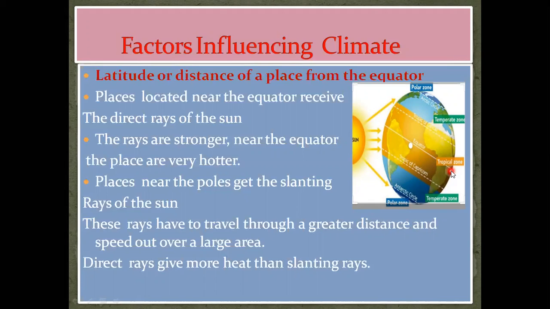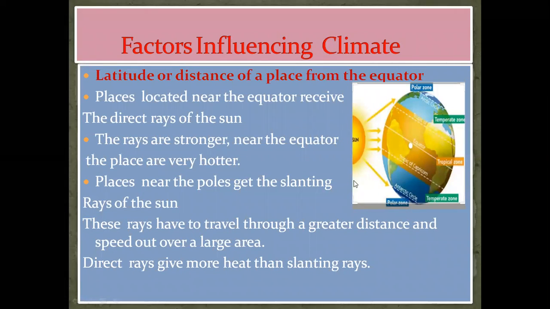So in this place we will get very direct rays of the sun because it is near to the sun. The rays are very strong near the equator. Why? Because it is very hot. So we get the sun rays directly near the equator. That's why people living in this place feel very hot.